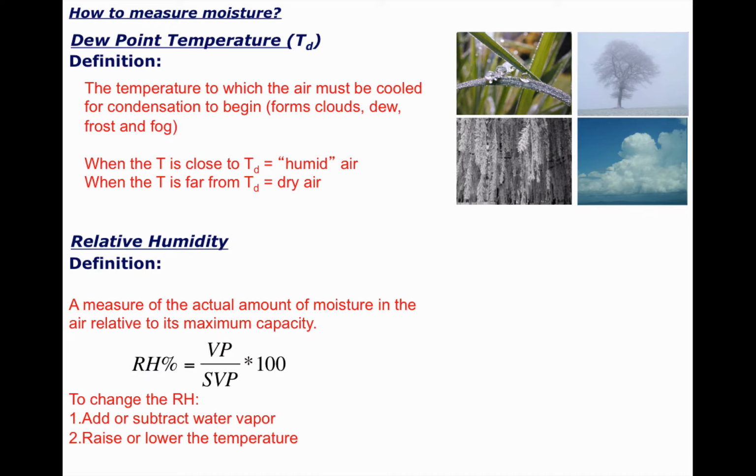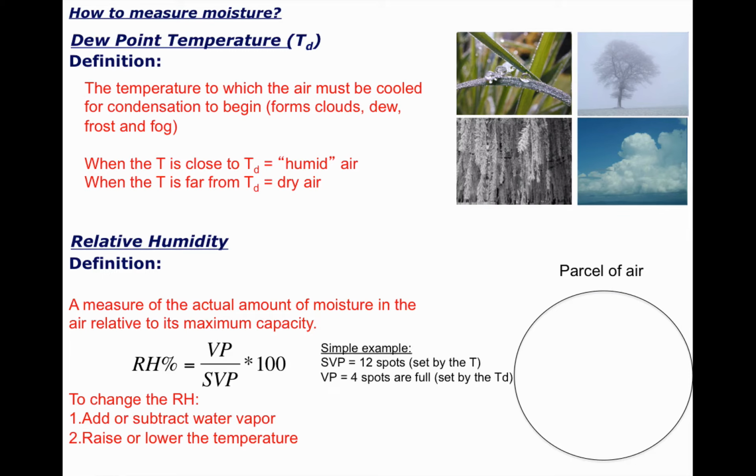All we're going to do is take a ratio of our vapor pressure over our saturation vapor pressure, how much water vapor is in the atmosphere in the numerator, and the capacity for water vapor in the denominator. Now, to make sure that this makes sense, I've got over here a parcel of air, kind of outlined in a circle. What determines the total available space in that parcel of air for water vapor to exist is its temperature. So for example, at this given temperature, we'll just make up a temperature here. Let's just say the atmosphere has these spots, 12 spots, in which water vapor can live.